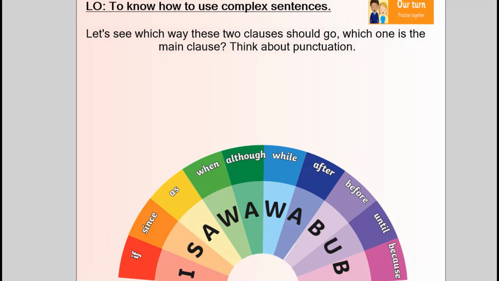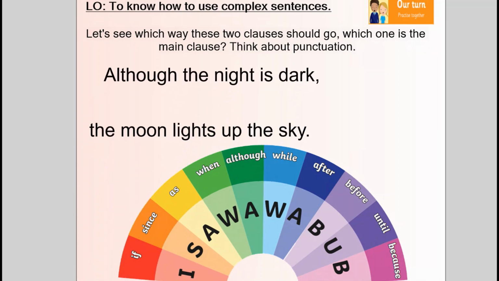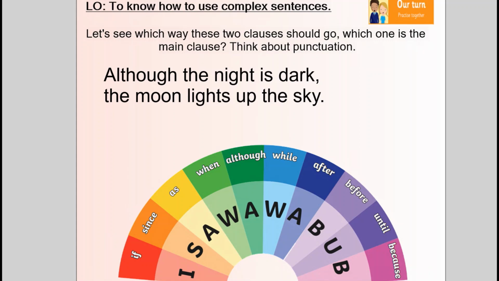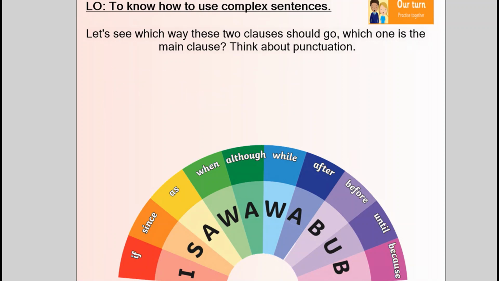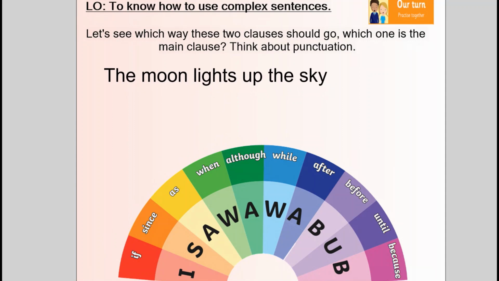Now, I want to think about which way the main clause and the subordinate clause could go. So I could have it like this. I could have, although the night is dark, comma, the moon lights up the sky. Because my subordinate clause is at the start, the main clause is at the end with a full stop. Or I could have, the moon lights up the sky, although the night is dark. I don't need a comma after the main clause, it will just carry on with a subordinating clause with although the night is dark. So like I said before, you can have the main clause either at the start or the end of the sentence and it would still make sense.